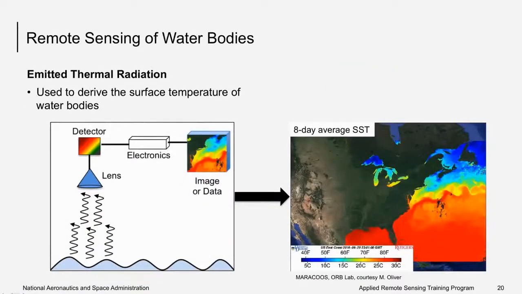Sea surface temperature can be observed using sensors that detect emitted thermal radiation. Knowing sea surface temperature can give insight into the ocean heat budget, ocean current patterns and rates, the rate of photosynthesis and primary productivity models, among other information.